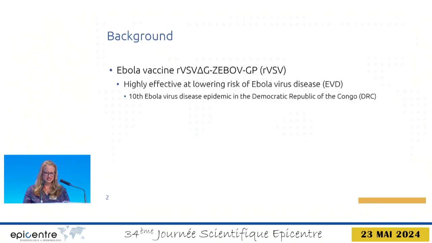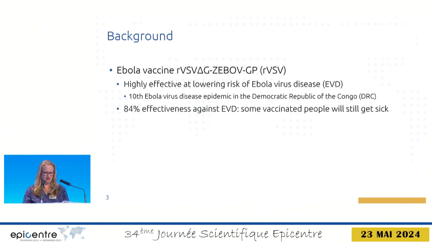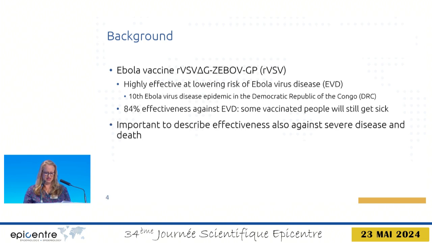As my colleague Sophie just discussed, the rVSV vaccine was highly effective at lowering the risk of Ebola virus disease during the 10th EVD epidemic in the Democratic Republic of the Congo. Though 84% effectiveness at preventing EVD means that some vaccinated people will still get sick. This underscores the importance of describing the vaccine's effectiveness against severe disease and death, which is what I will discuss in this presentation.